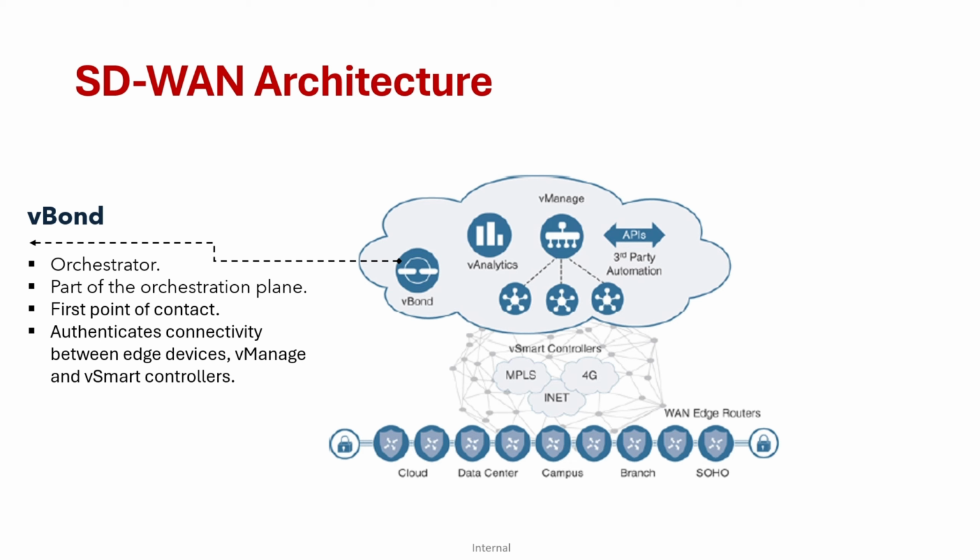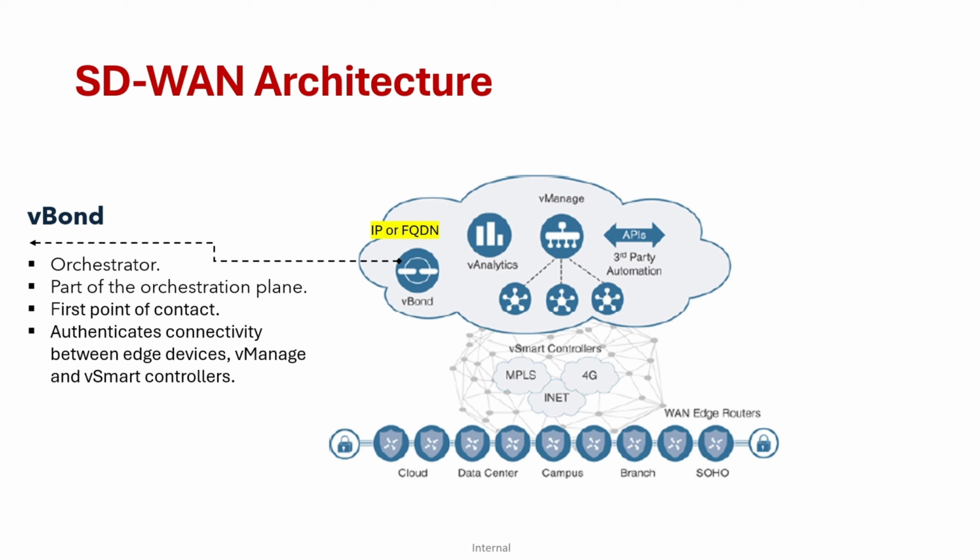When you turn on the device, the devices can locate the Vbond through specific IP addresses or FQDNs, fully qualified domain names. Now you will wonder how this FQDN or IP address information is provided to the device. There are a few options: you can receive it via plug and play, zero touch provisioning, bootstrap configuration, or manual configuration. Vbond, I would say, acts as a glue that binds the SD-WAN fabric together.